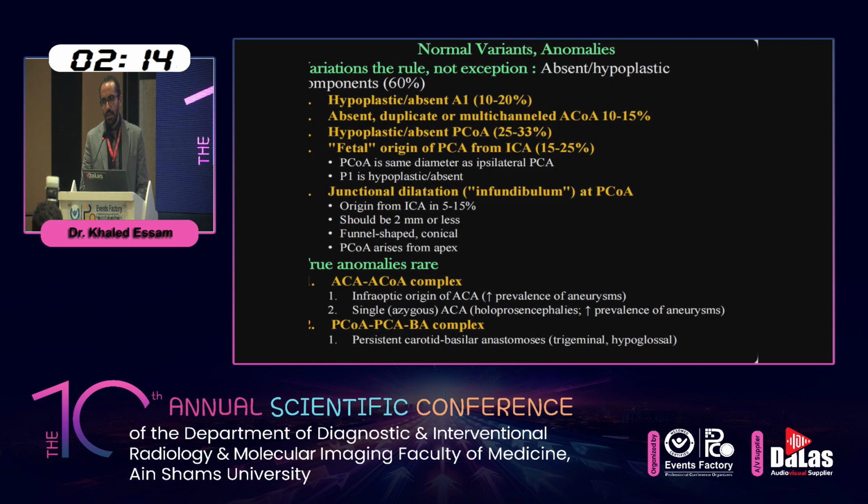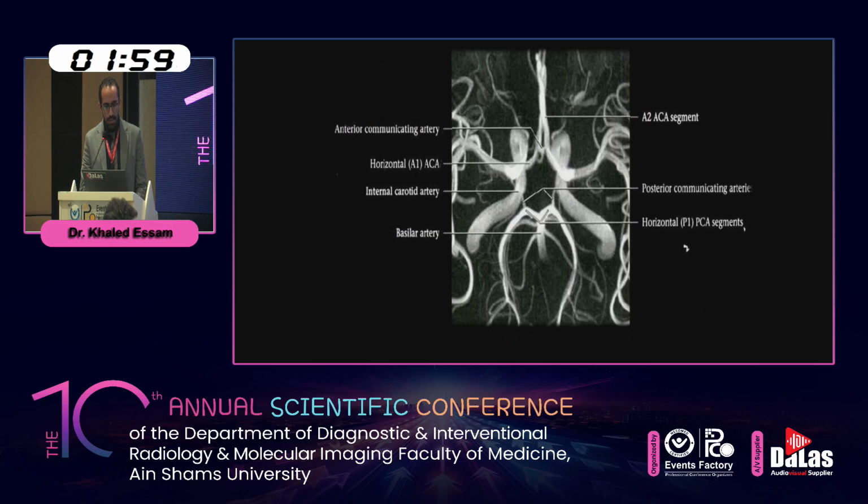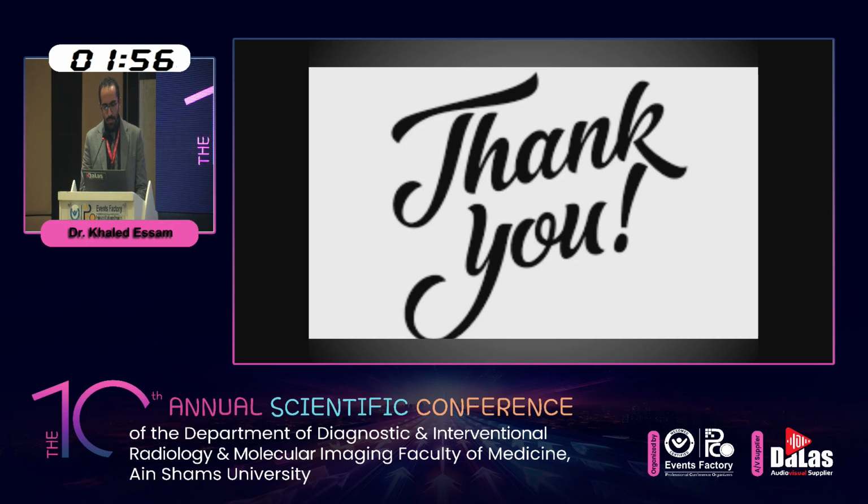The circle of Willis has many variations. The rule is there is no rule. There are multiple variations, starting from hypoplasia to absent to duplication to fenestration, and the most important one always is the fetal origin of PCA. And this is a diagram showing the circle of Willis. Thank you.